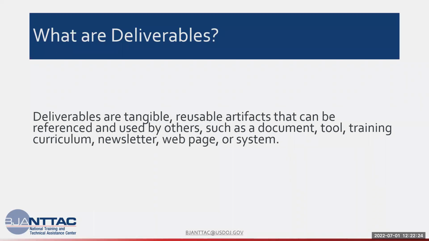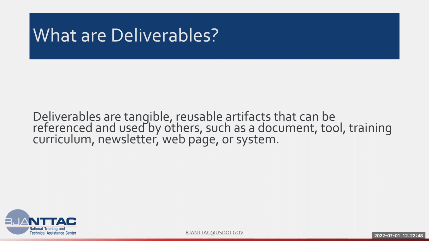BJA uses aggregated deliverable data to identify needs and trends in the criminal justice field. This data includes audiences served and topics or subject matter needs of the deliverables provided. Deliverable information is also used by BJA managers to ensure that grant activities are progressing on track and to identify where additional support may be needed.